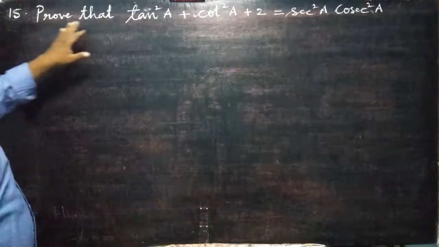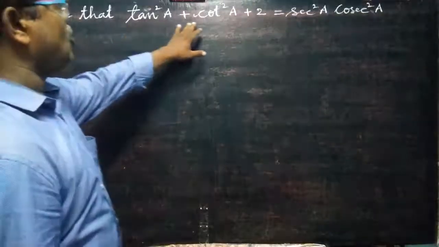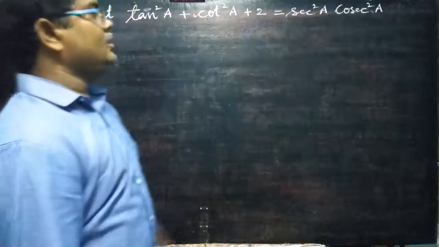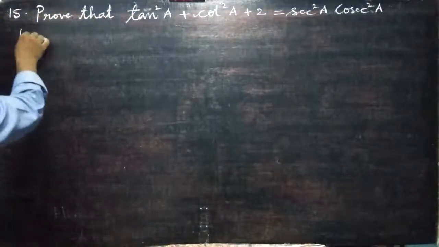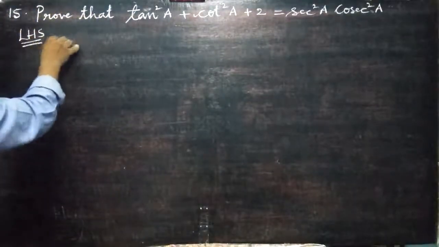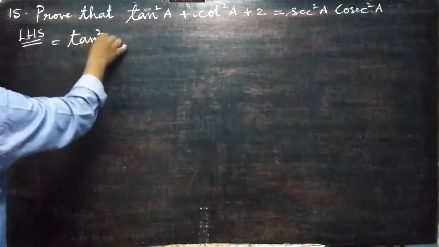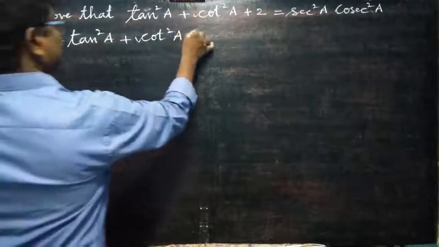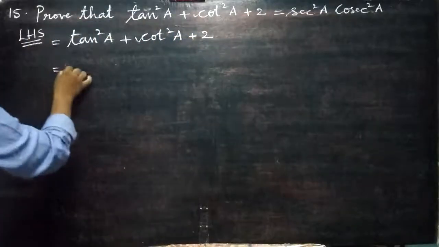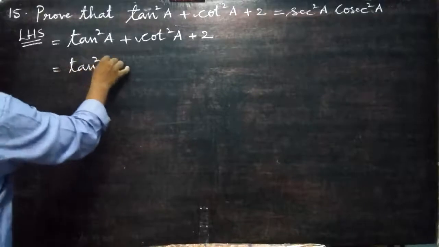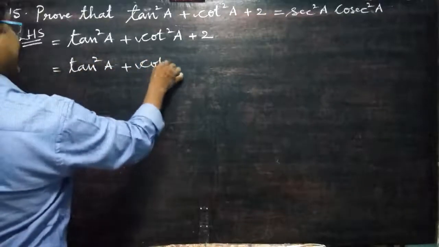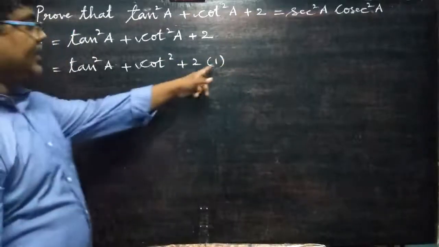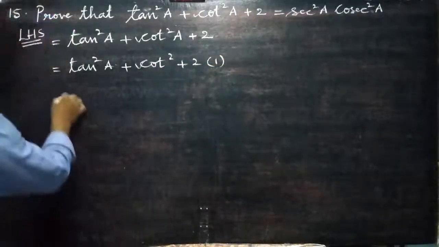15th problem. Prove that tan square A plus cot square A plus 2 is equal to secant square A into cosecant square A. Take LHS. What is LHS? Tan square A plus cot square A plus 2, that is equal to tan square A plus cot square A plus 2 into 1. 2 ones are 2 only. Why I wrote 1? You will be understanding.